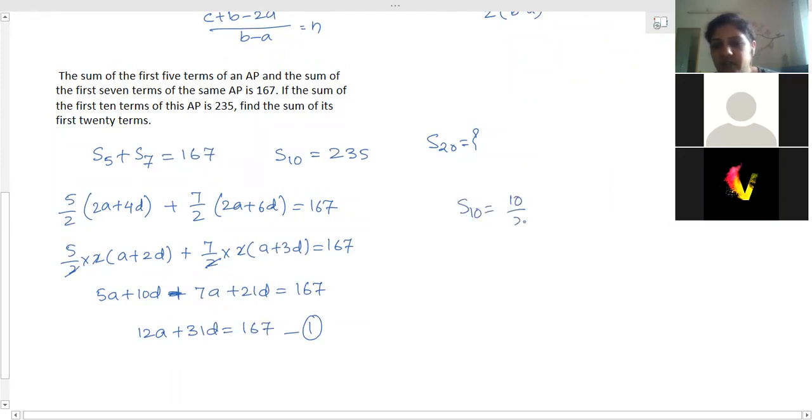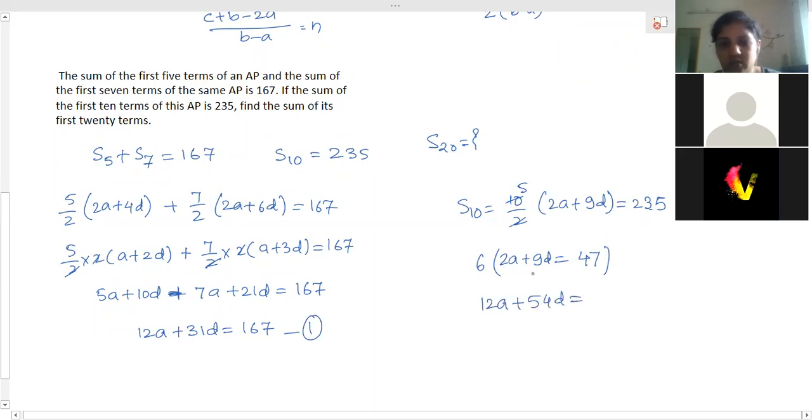S10 means 10 by 2, 2a plus 9d is equal to 235. So this is 5, and this 5 will go to that side as division. 2a plus 9d is equal to 47. So this is 12a, here it is 2a. So multiply this equation with 6. 6 into 2, 12a plus 6 9s are 54d is equal to 47 times 6, which is 282. This is the second equation.